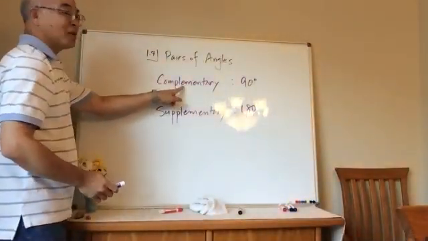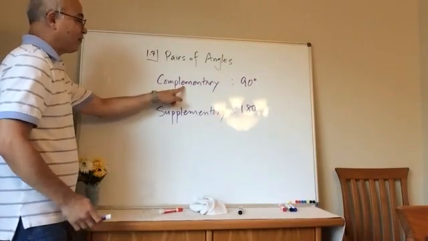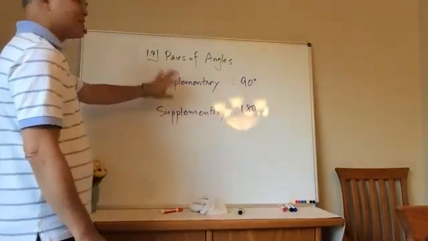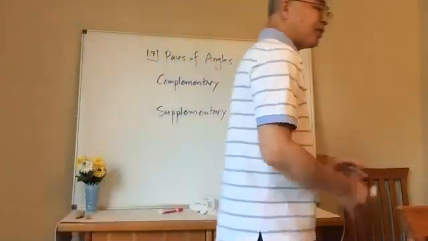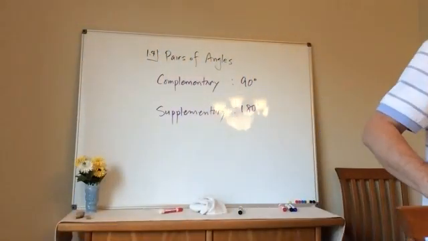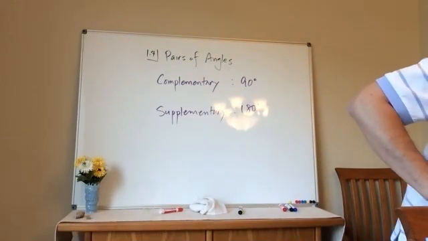Now, that complimentary is not spelled this way. This E in the middle becomes an I for that word. So this is a different word. Complementary means that when you add the angles together, they're 90 degrees. Okay. All right.